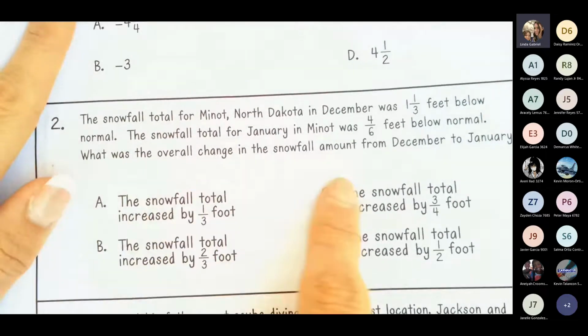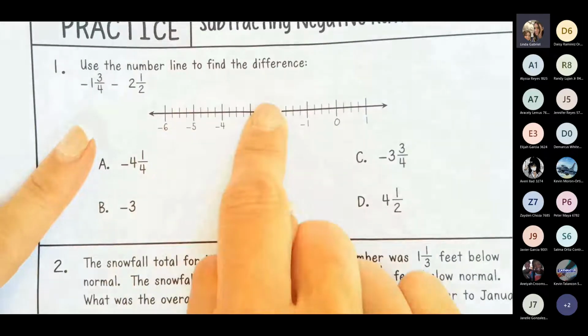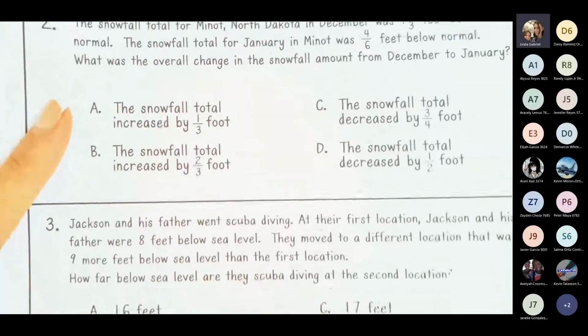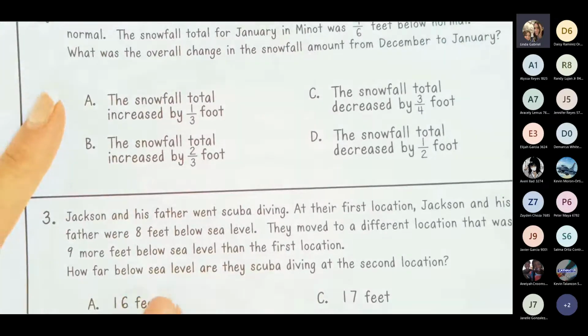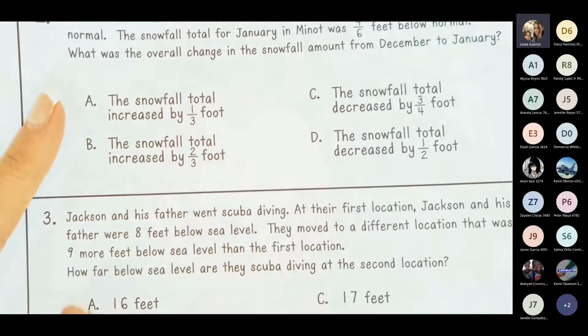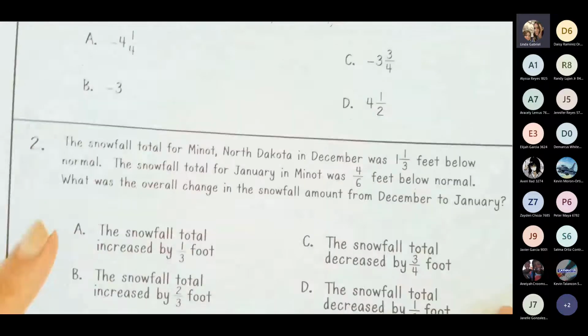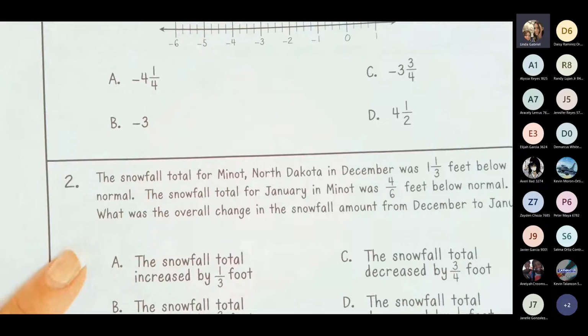Is it asking for the overall change? Is it asking you to find the difference? Or how far below sea level are you? Make sure you understand what that means as it pertains to the question, okay? So I'm going to start that timer. I'll give you guys 4 minutes to complete the guided practice.